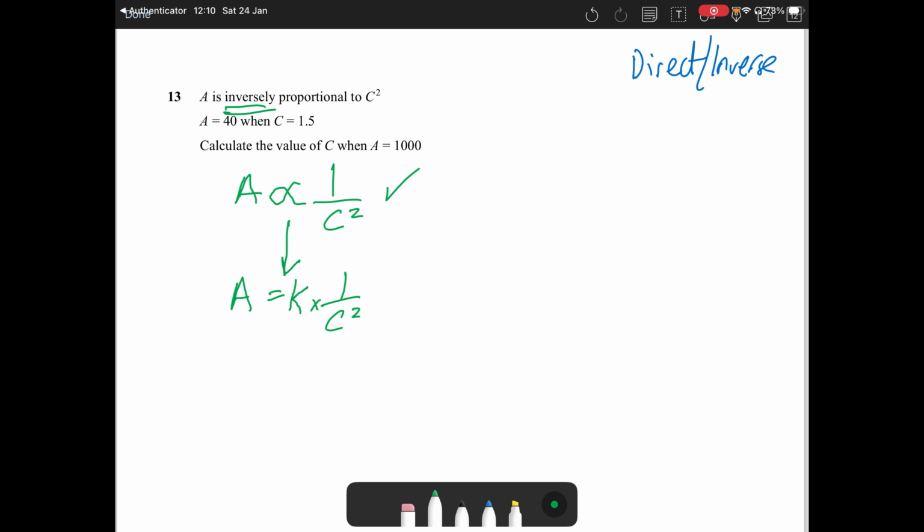We call that k. It could be 1, it could be 2, it could be 3. We don't know. We call it k. And that's for direct, that's for inverse, that's for everything. There's always going to be this k involved, no matter what. So don't ever forget to do that once you turn your proportionality sign into your equation, okay?